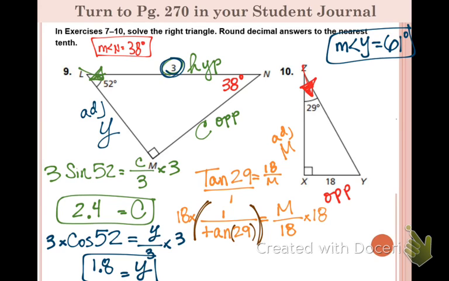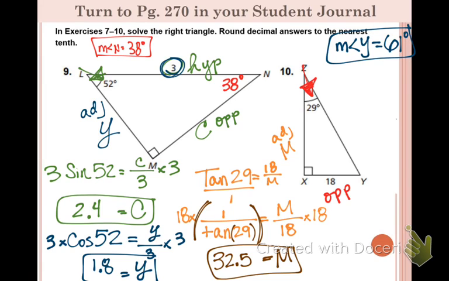That is correct. What did you do? You only did 1 over tangent of 28. You have to do 18 times 1 over tangent. Is that right? Yes, that is correct. Is it 32? Yep, it's 32.5. Just making sure. And you found a side, so you leave it like this.